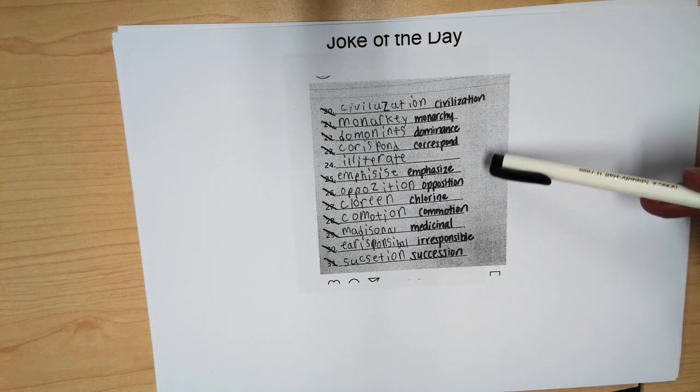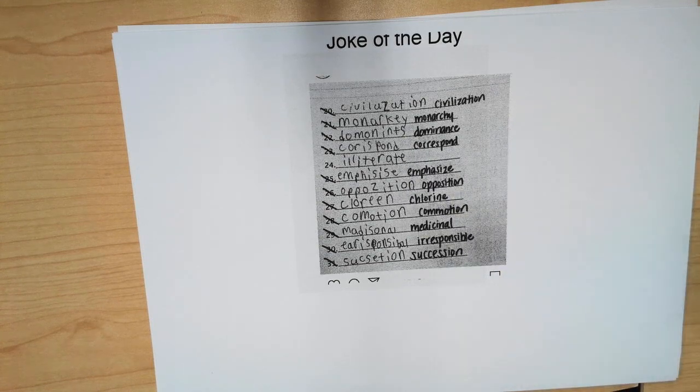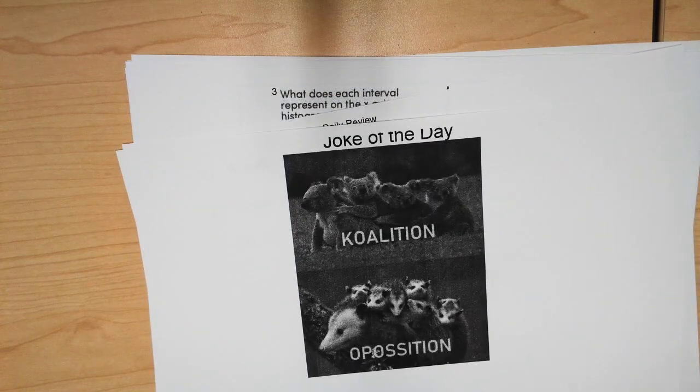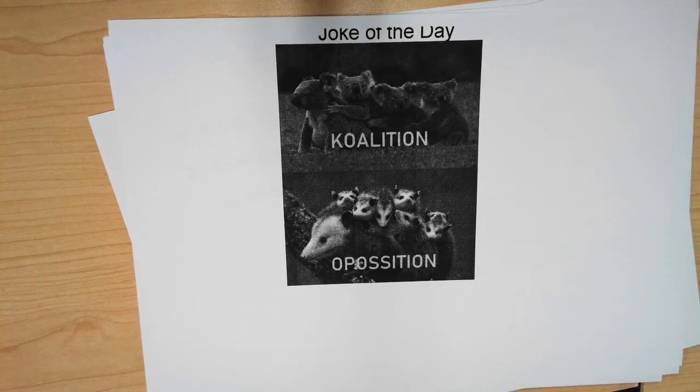So we have a whole list of incorrect spellings except illiterate. See the irony here? Coalition, koalas, opposition.